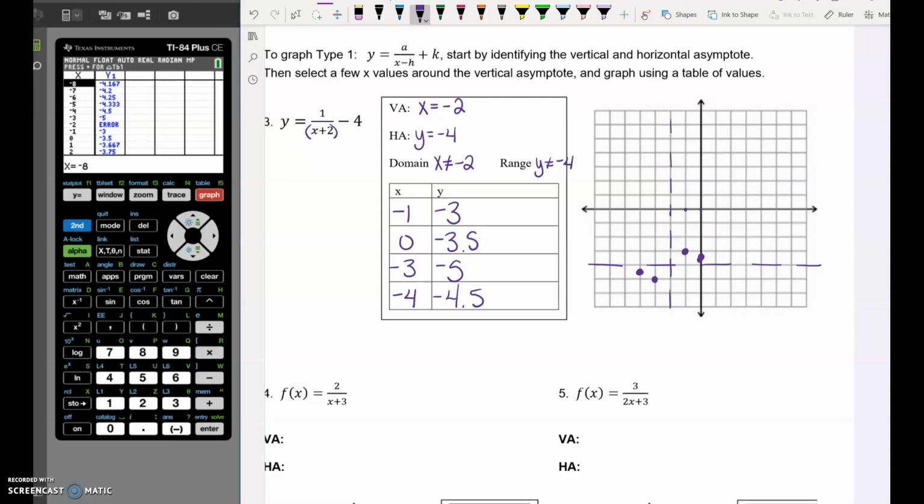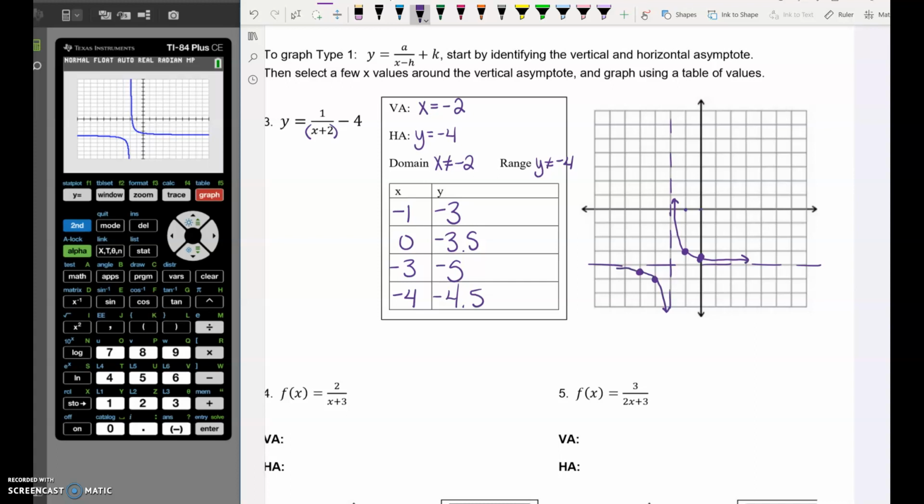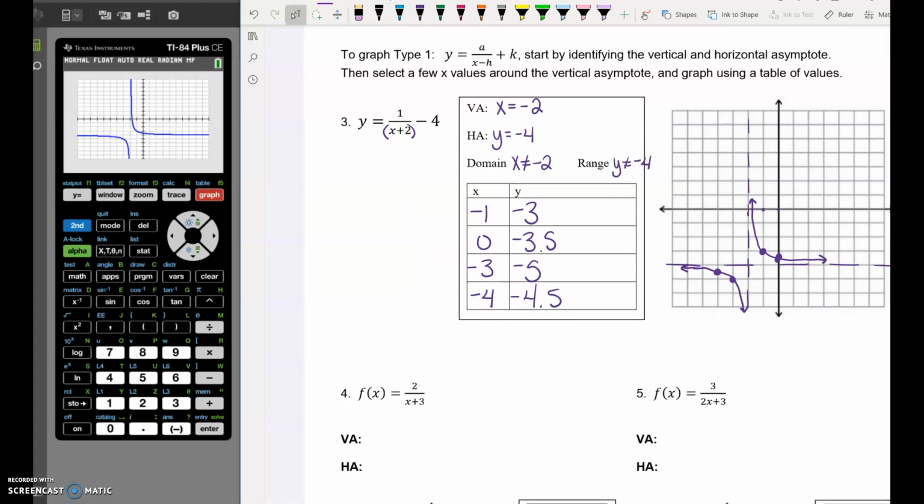-4.5. And if you look back at the graph, you'll see that it very sharply goes toward those asymptotes. Don't touch them, don't cross them. If you appear to touch them, that's fine. Just make sure that you're not crossing them. And that's it. Number 4, I'm going to graph using Desmos.